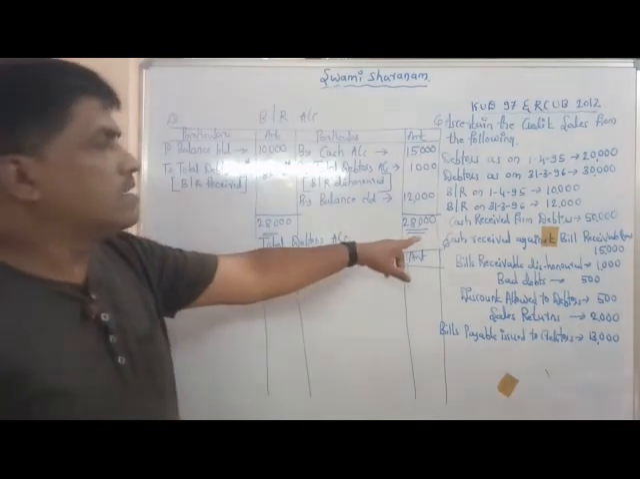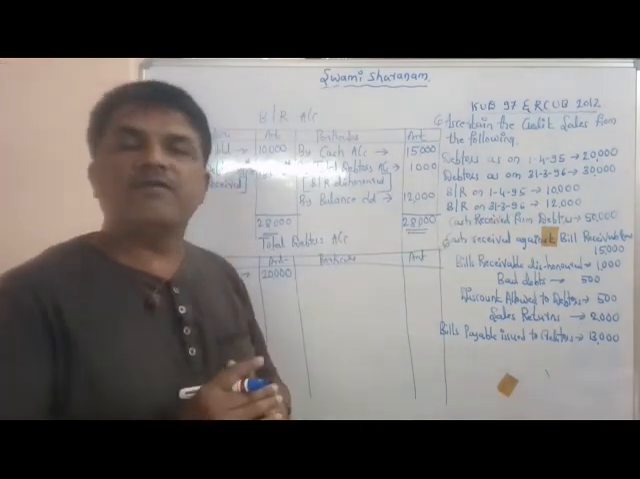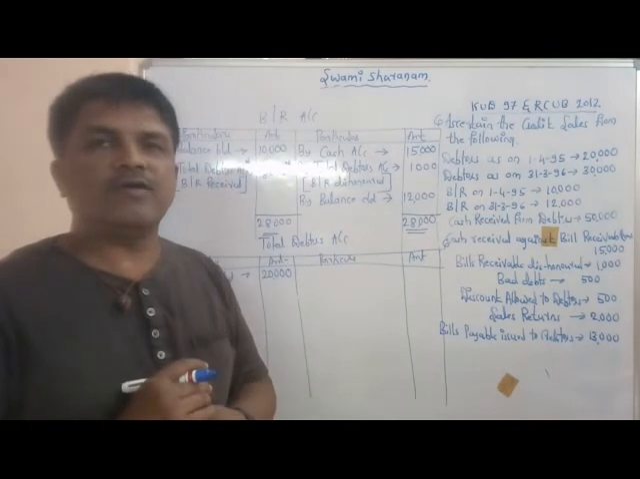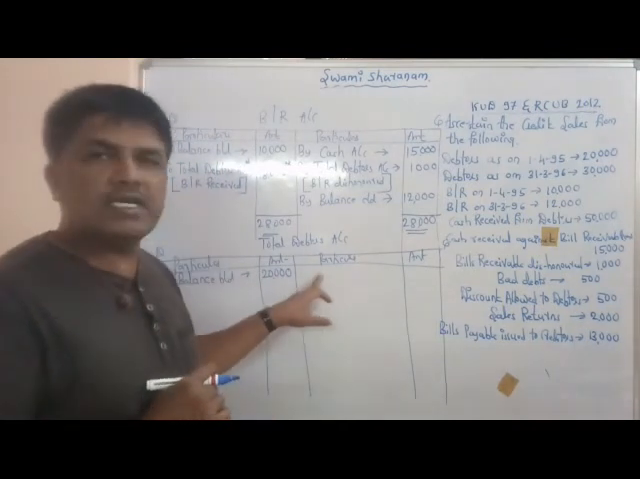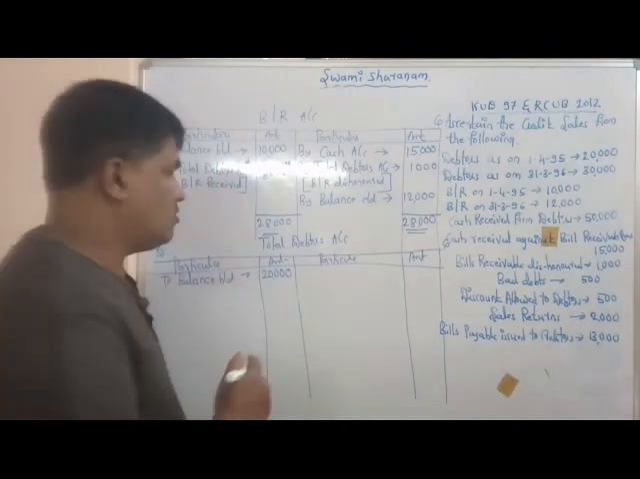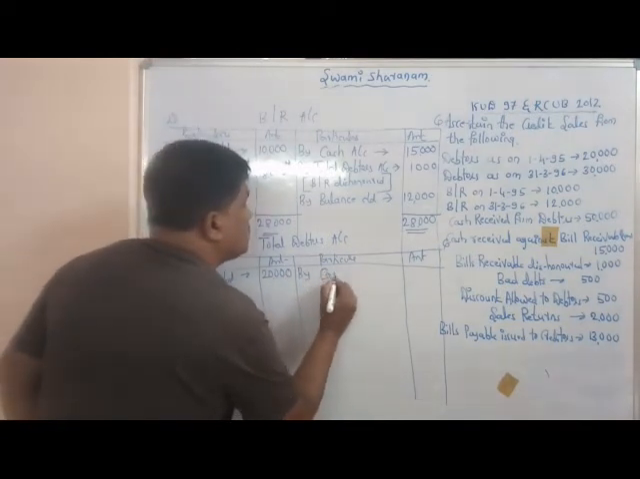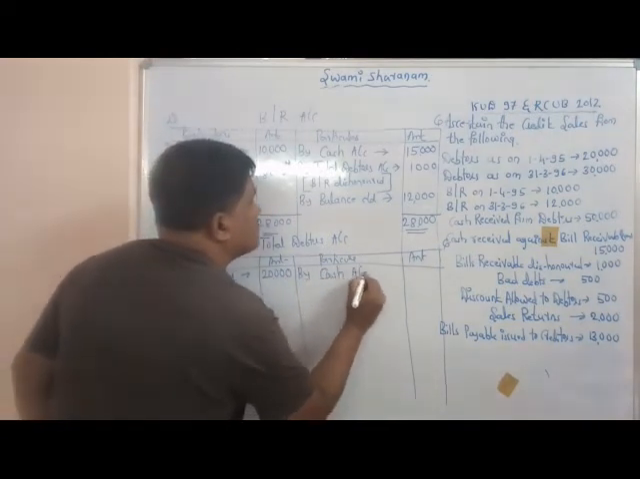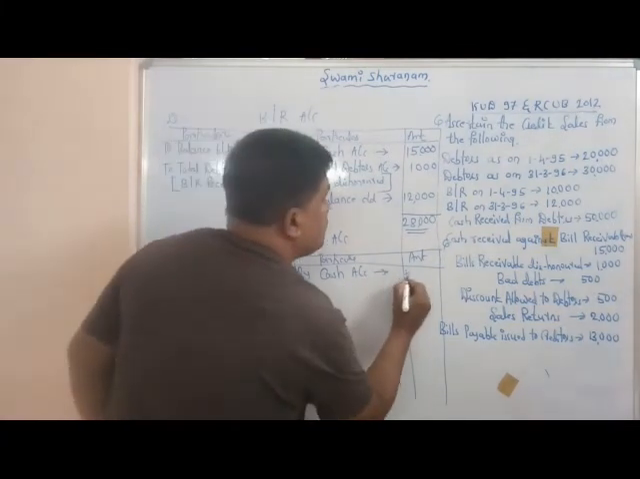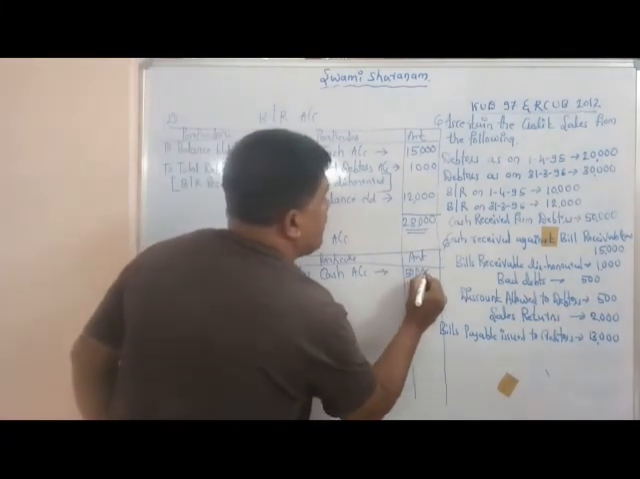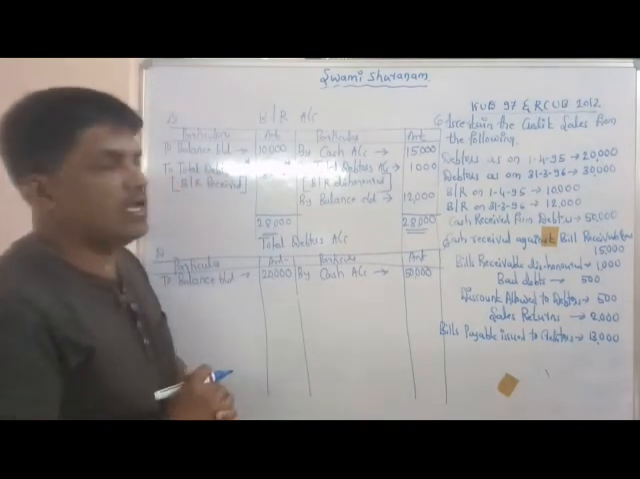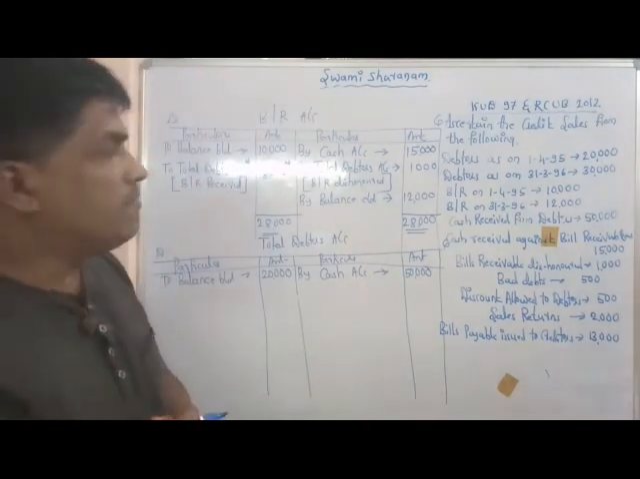Then cash received from debtors, how much is it? 50,000. When cash is received from debtors, it is recorded on the credit side of the total debtors account. So, by cash account, how much is it? 50,000. Cash received from debtors, rupees 50,000.